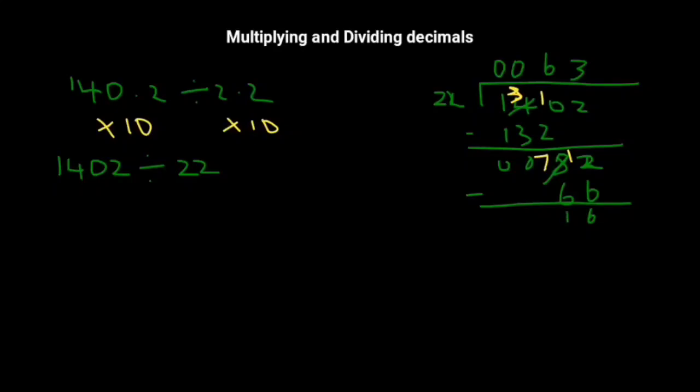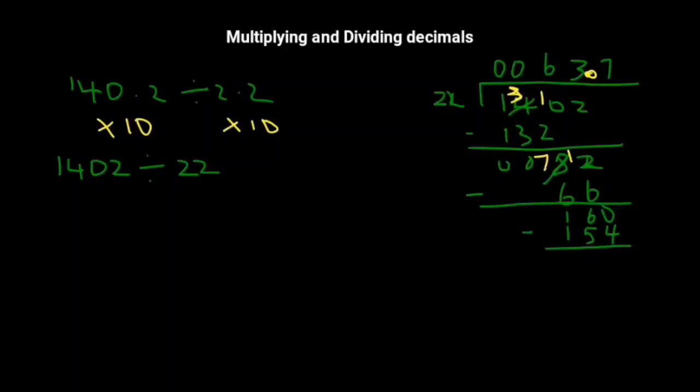So now we have 22 into 16. That cannot go, so we need to add a 0 behind the 16. And when we add our 0, we're going to add our decimal point on top. So now that we have our decimal point, we're going to have 22 into 160, which goes 7 times. 22 times 7 would give us 154. And we're going to subtract that.